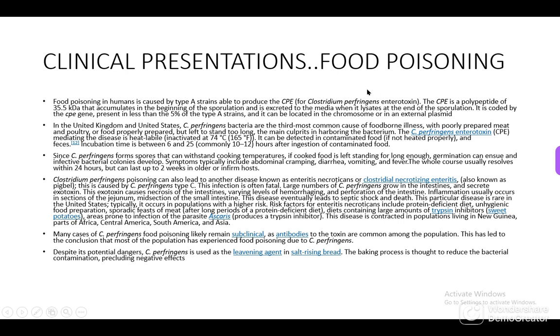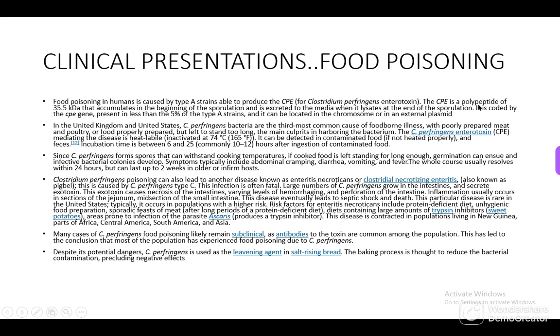When you are using the word food poisoning, it means gastroenteritis or gastroenterocolitis related with the food. It means that you are able to demonstrate the gastroenteritis related with food intake. This is called food poisoning. Now, food poisoning in humans is caused by type A strains able to produce the CPE, the Clostridium perfringens enterotoxin.